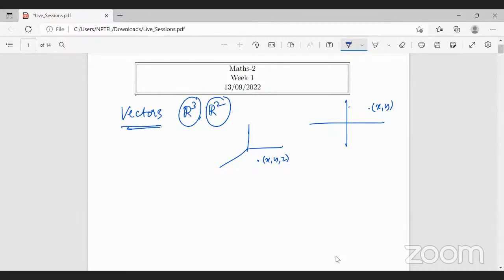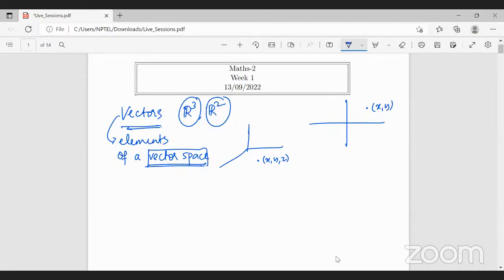So why are we calling them vectors? Obviously in physics you would have studied them as vectors with a magnitude and a direction. But in this course, for us, vectors just means elements of a vector space. And vector space is the concept that we will be studying from week 3 up to week 8. So this comprises the major portion of the syllabus. Elements of a vector space are called vectors.